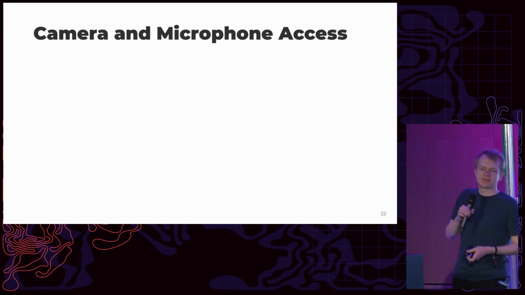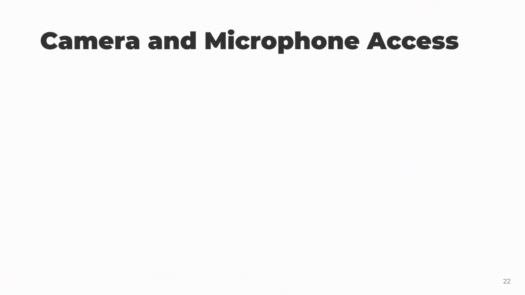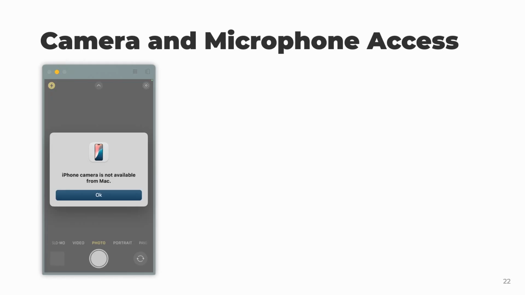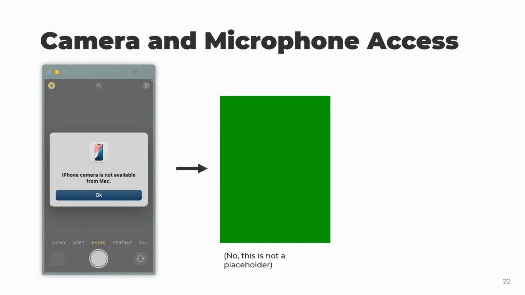Next up, this whole topic of camera and microphone access, and this is where it becomes quite a lot more interesting. When you try to access the camera or the microphone of the iPhone from your Mac, you get this dialog right here, which tells you that you cannot do this, and you can just press OK, and after that, nothing happens. Just to remember, in general, iPhone apps cannot know that the iPhone is being remote controlled. So I wondered what happens if I take a photo instead. Well, this happens, and no, this is not a placeholder. This is actually the picture that you get.